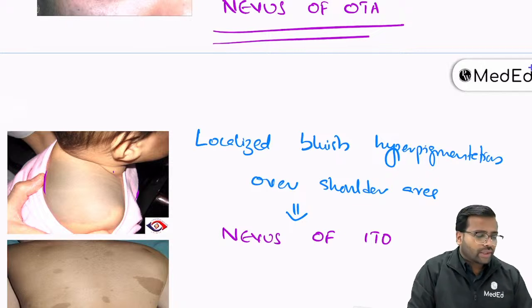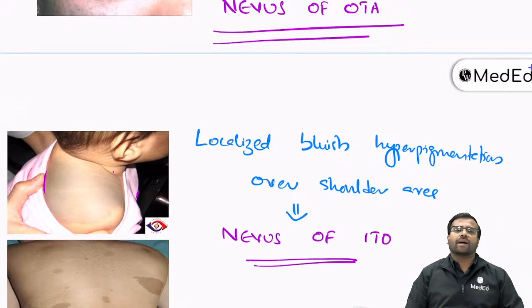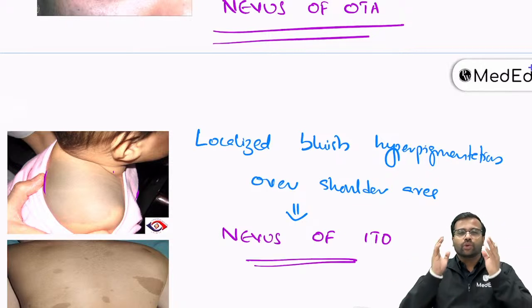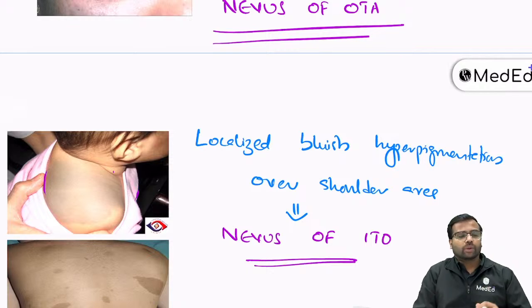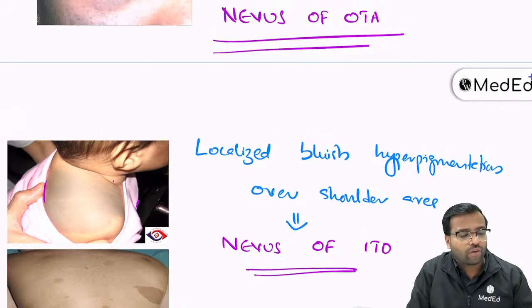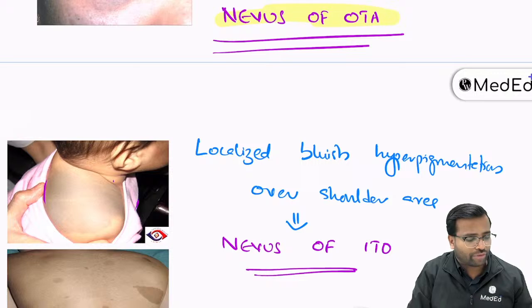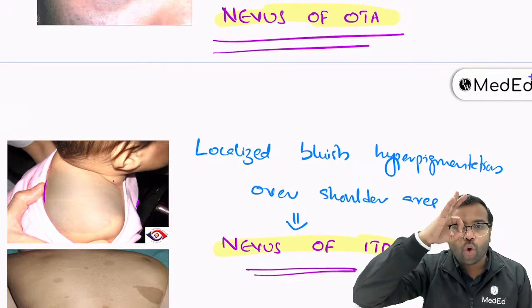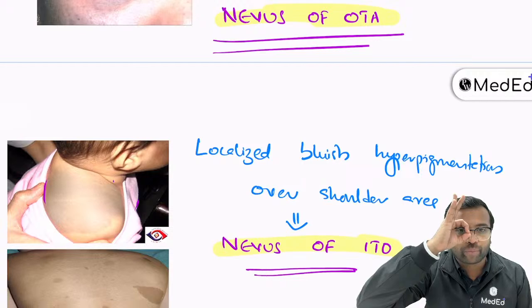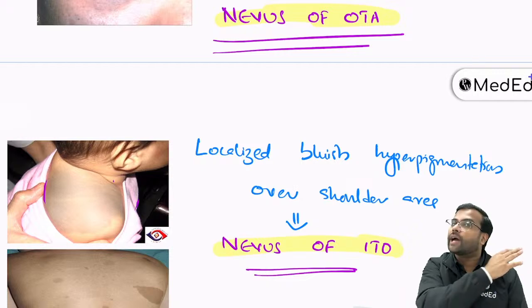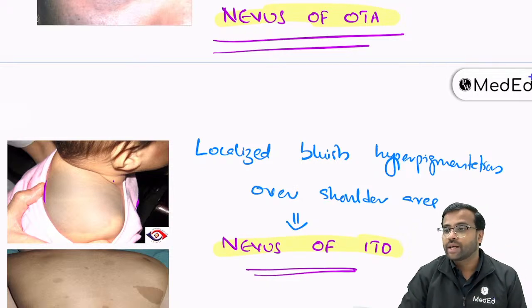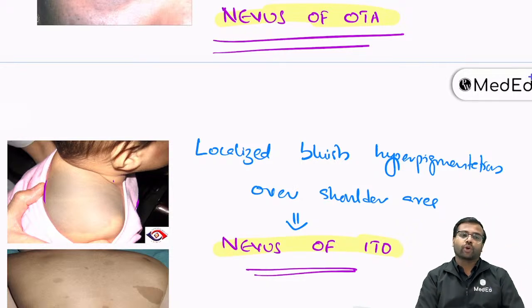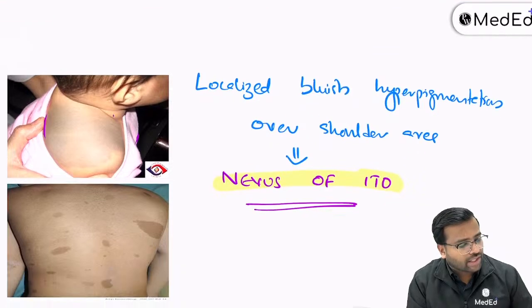Sometimes when it comes to exams, when you do your MCQs and practice, many times you get confused: is it Ota or is it Ito? An easy way to remember is nevus of Ota. Think of Ota as being for the eyes. The involvement of the eyes is going to be nevus of Ota, and nevus of Ito is going to be shoulder. So now let's see the next image.